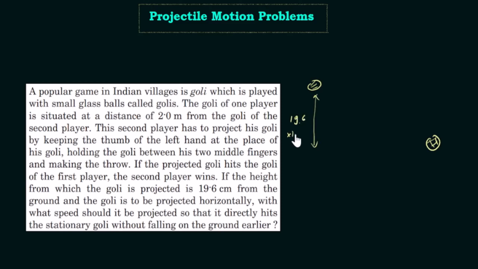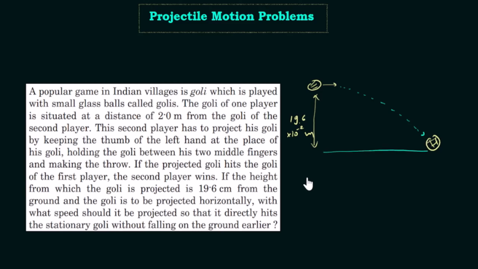that is 19.6 into 10 to the power minus 2 meter. I am putting the converted values. From the ground, the goalie is to be projected horizontally. It means it should be like this. With what speed should it be projected so that it directly hits the stationary goalie without falling on the ground earlier? So the trajectory should be like this.